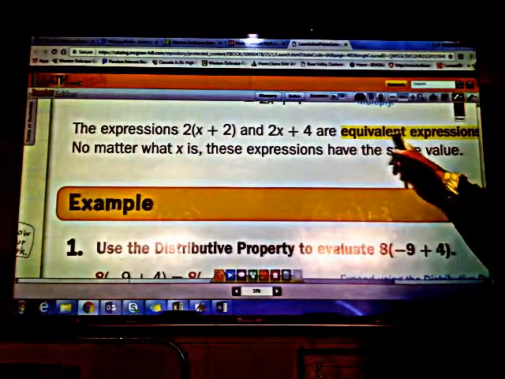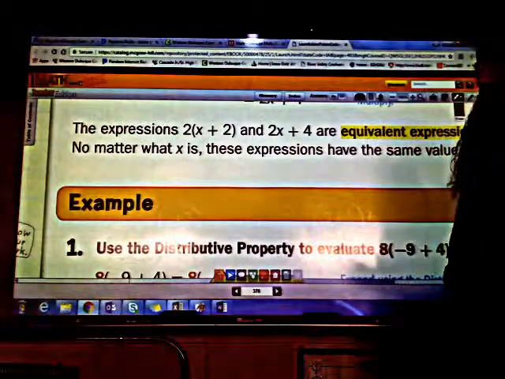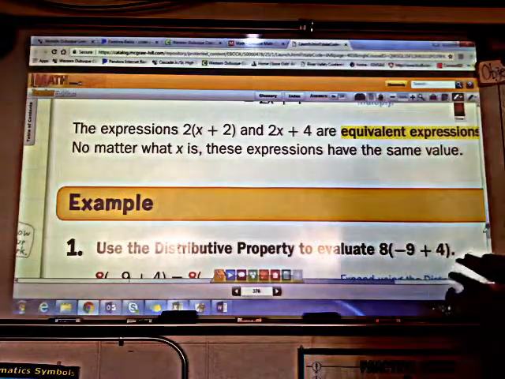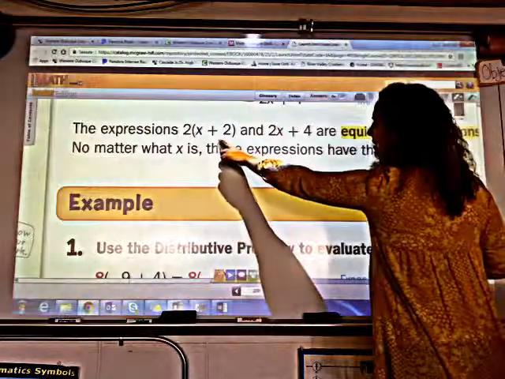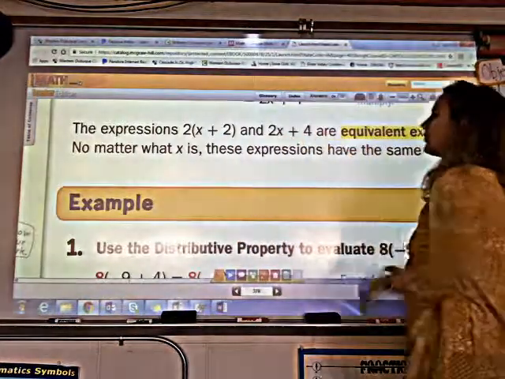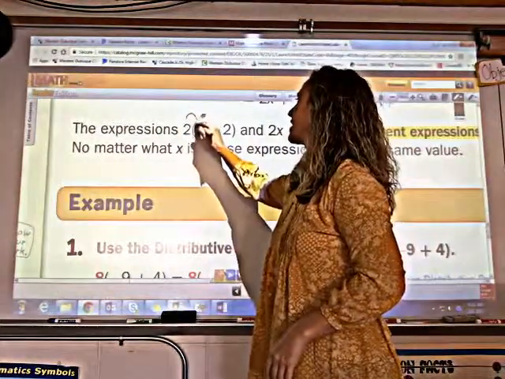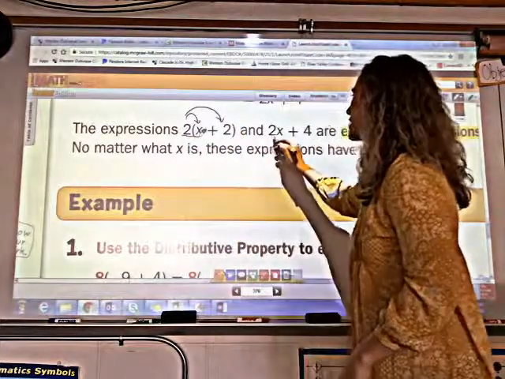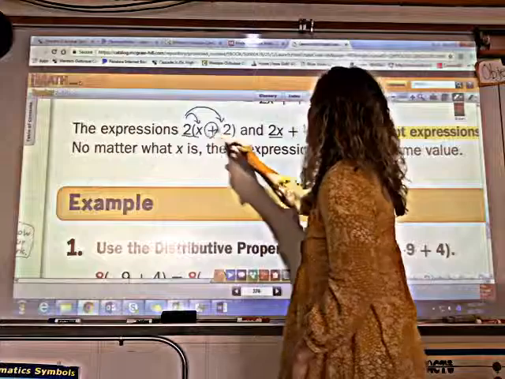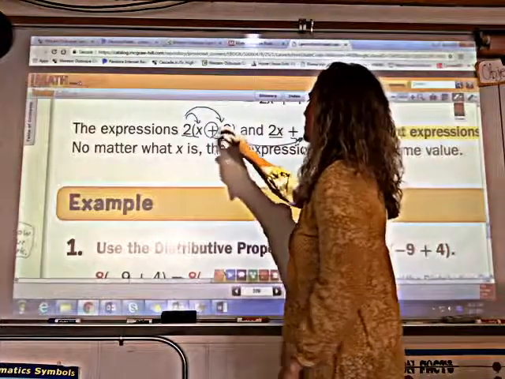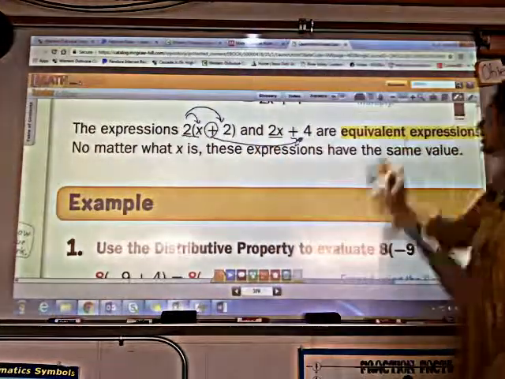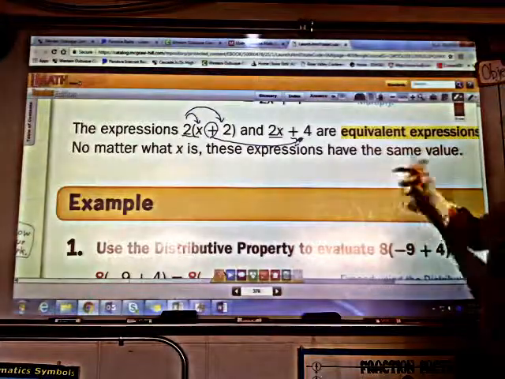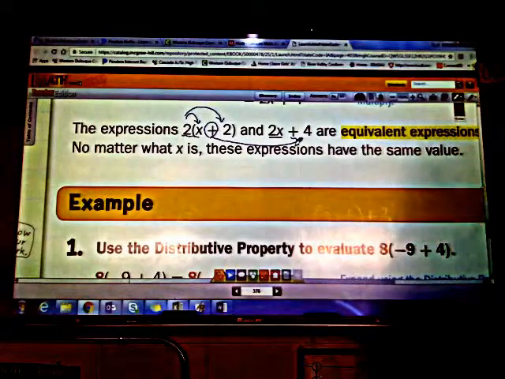Okay, equivalent expressions. Think about the word equivalent, meaning equal. So your expressions 2 times x plus 2 and 2x plus 4, what they've done is they've taken the number on the outside times each term on the inside. So 2 times x would be 2x, plus 2 times 2 would give me 4. Those are equivalent expressions, okay? They're going to have the same value, all right?